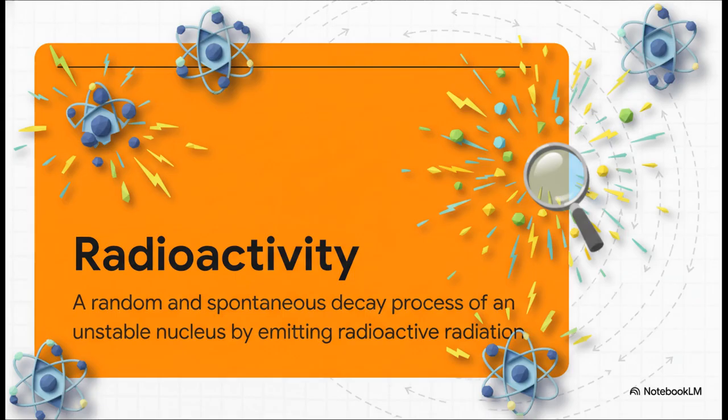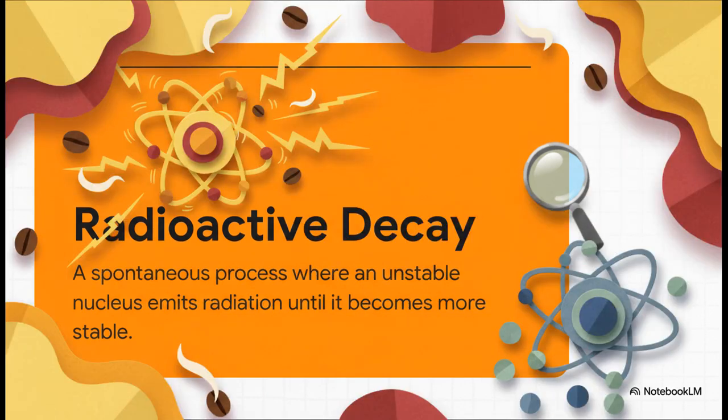The second word is random. This means we can never, ever predict which exact atom is going to decay next. It's like popping popcorn, you know? You know they will pop, but you don't know which kernel is next. So it's a random, spontaneous process where an unstable nucleus just wants to calm down by releasing some energy. And this whole process has a name: radioactive decay.